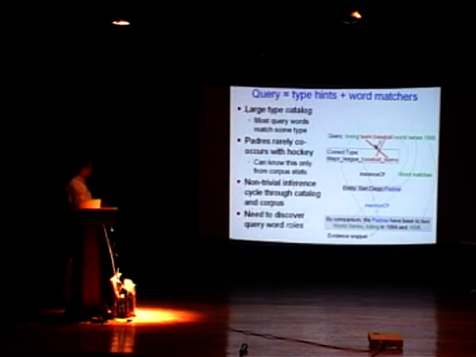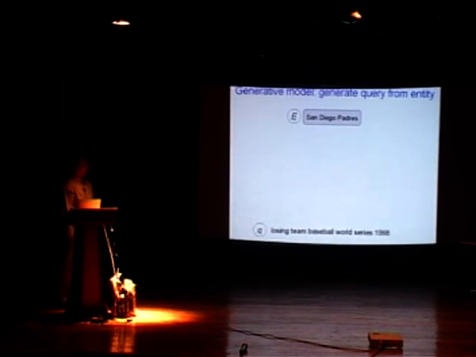So in short, we need to discover query word roles. In this simple example, the red role and the green role. So speaking of language models for retrieval, let's follow that through into a more souped up model for this business.